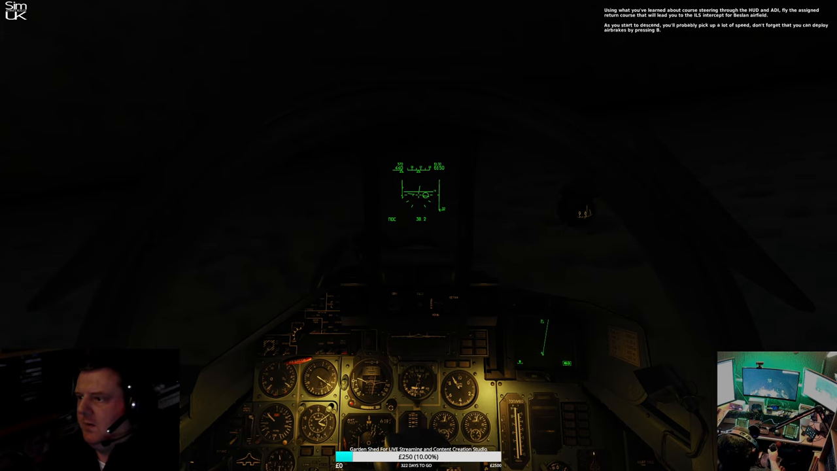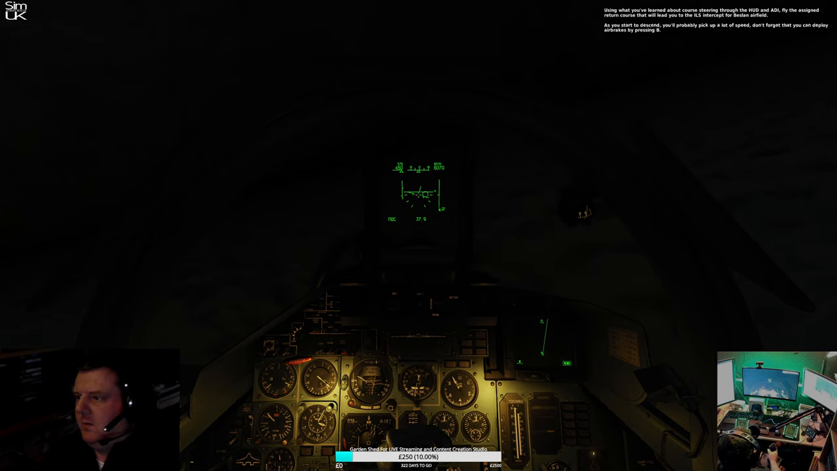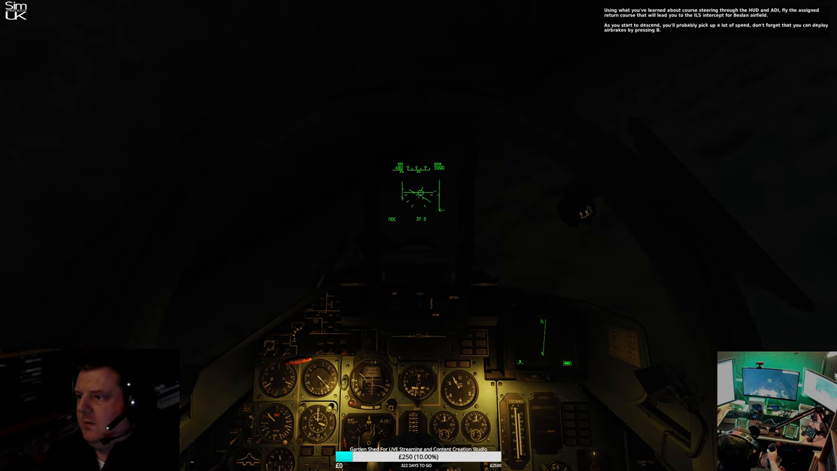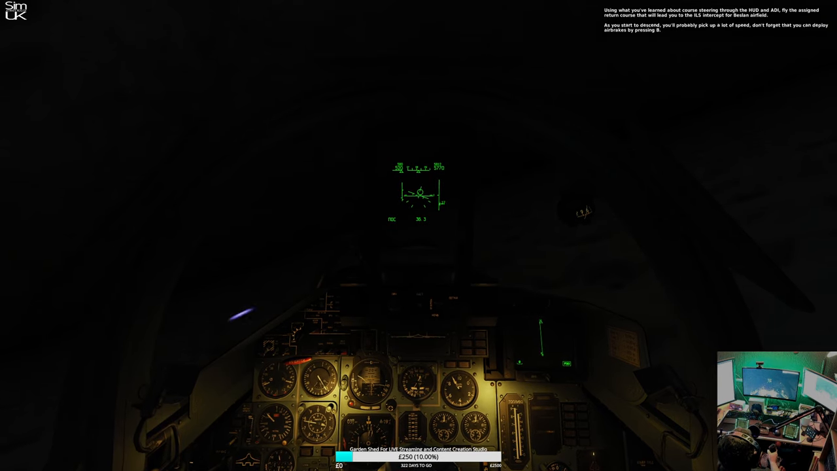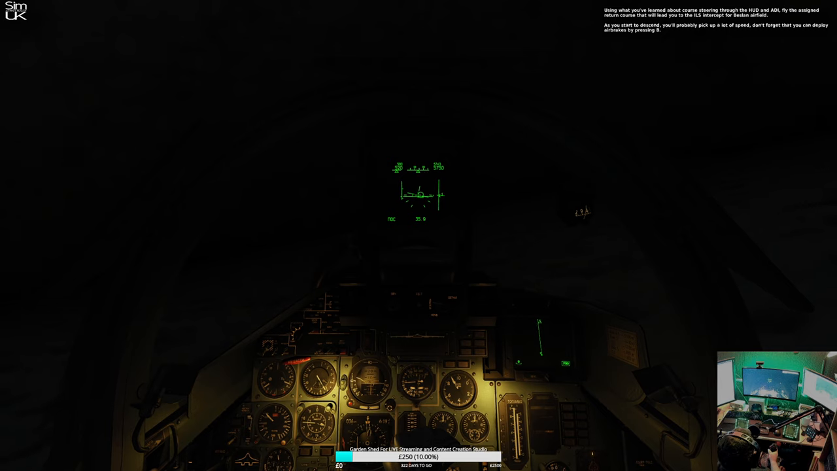Using what you learned about course steering through the HUD and ADI, fly the assigned return course that will lead you to the ILS intercept for Beslan Airfield. As you start to descend, you'll probably pick up a lot of speed. Don't forget that you can deploy the air brakes by pressing B.